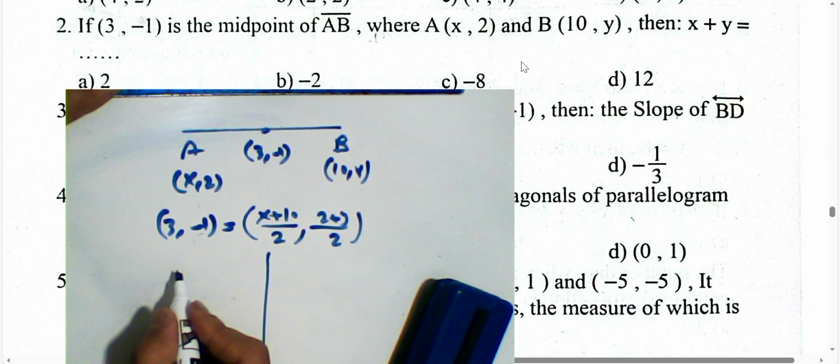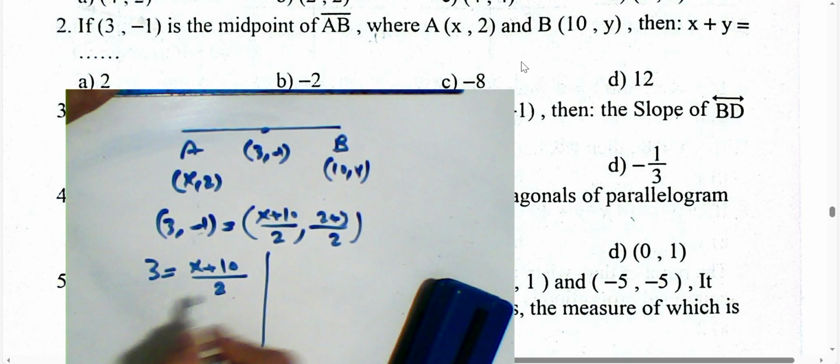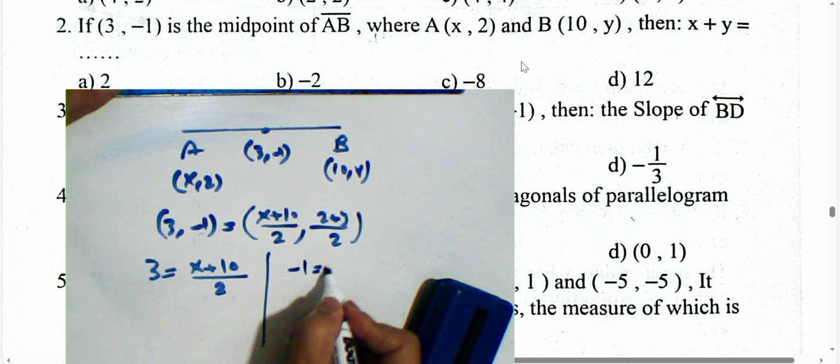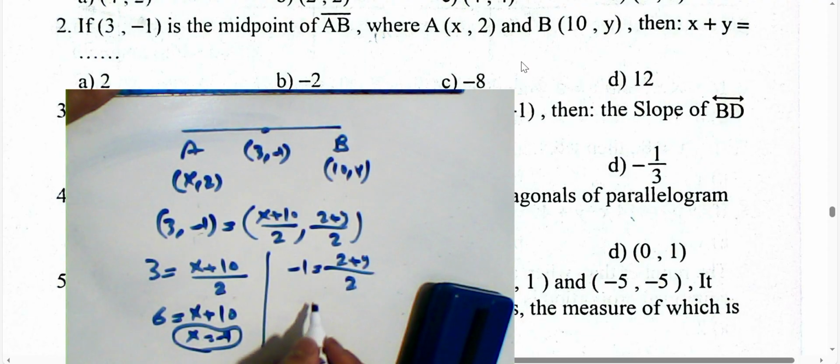Then you can write 3 is equivalent to x plus 10 over 2, and also negative 1 is equivalent to 2 plus y over 2. 2 times 3 is 6, 6 equals x plus 10, then x will be negative 4. And also 2 times negative 1 is negative 2. We used here the product of extremes equals the product of means. Negative 2 minus 2 gives negative 4, so the value of y here will be negative 4.